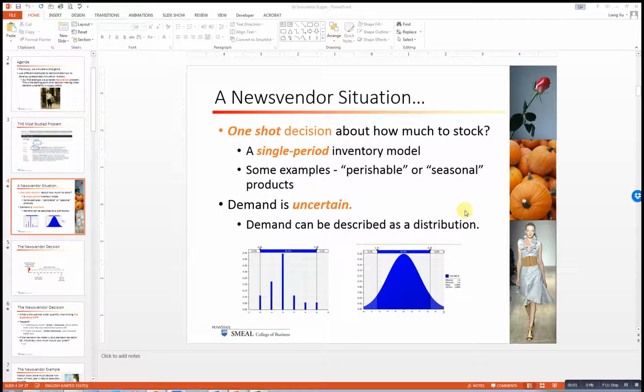Hello class, in this video we're going to talk about the newsvendor problem and how to solve a newsvendor problem through simulation in Excel. If you remember in the newsvendor setup, we have one shot decision and this single period inventory model, and we want to decide how much we would like to order to satisfy this uncertain demand.